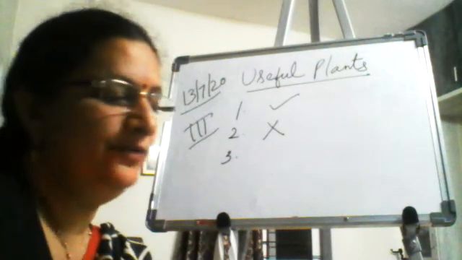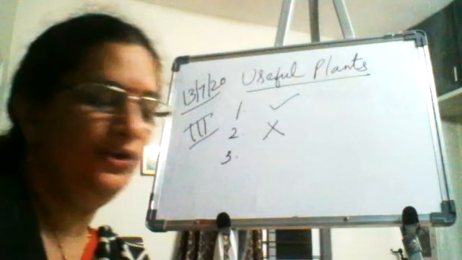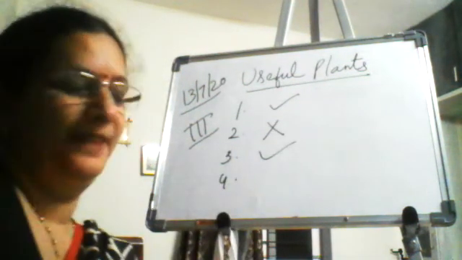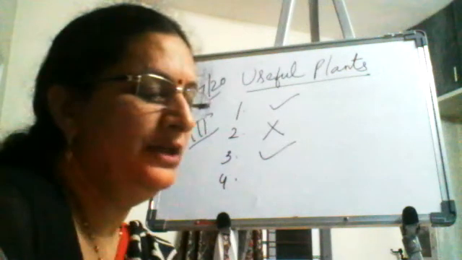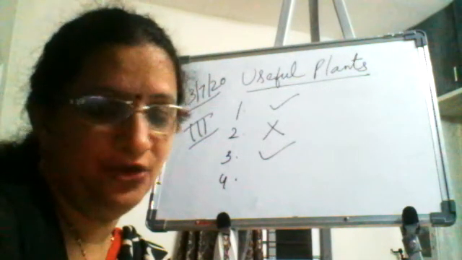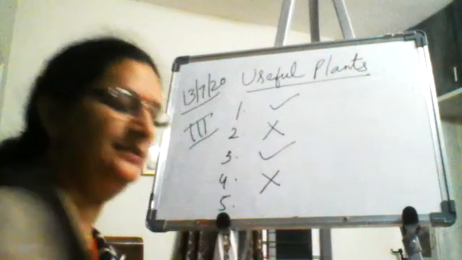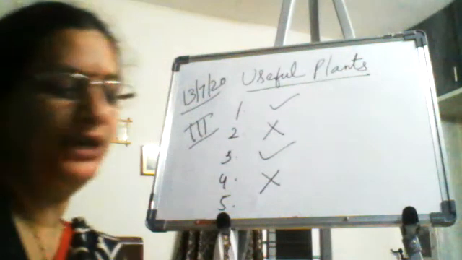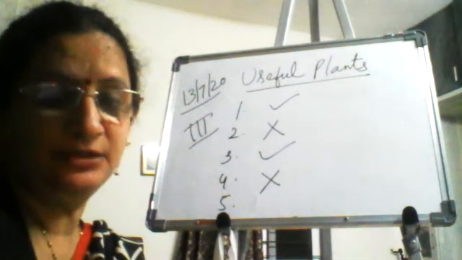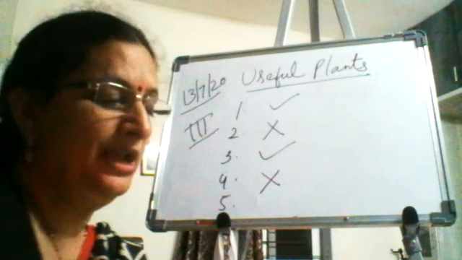Third one. We get wood from teak tree. Yes or no? Yeah, that is the correct answer. Very good. Question number 4. The seeds of pea plant give us cooking oil. Not at all correct. The seeds of the pea plant, they are just the food, they don't give us the cooking oil. Seeds of coconut, sunflower, and groundnut only give us the oil.